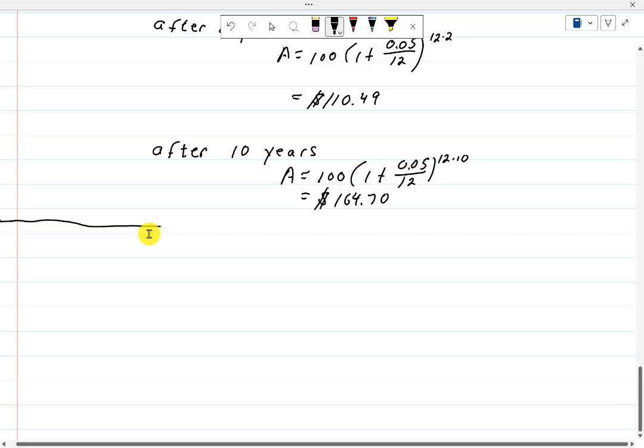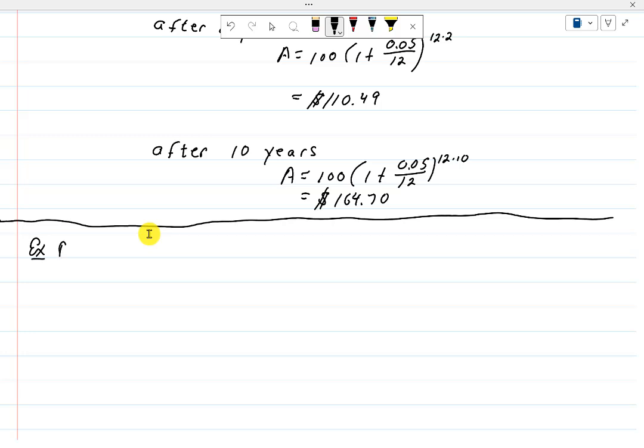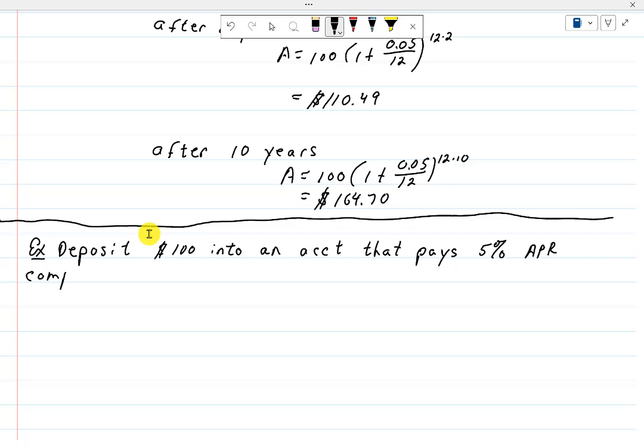And then for my last example, we'll do the same thing, but we'll do daily compounding. So we're going to deposit $100 into an account that pays 5% APR compounded daily. So now the formula looks like this.